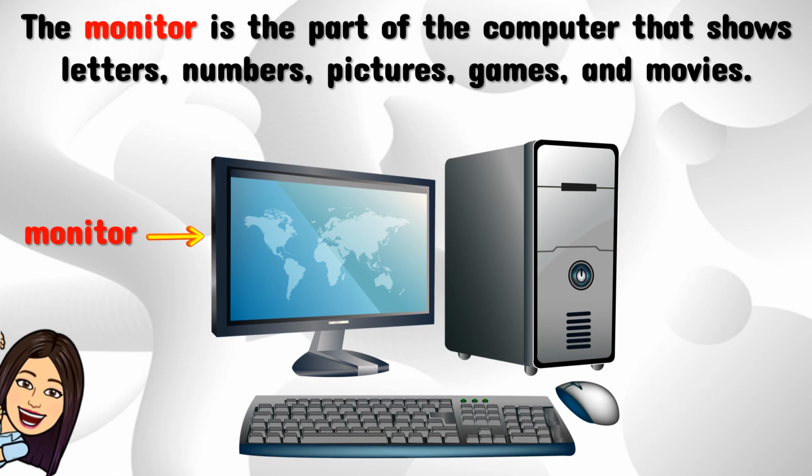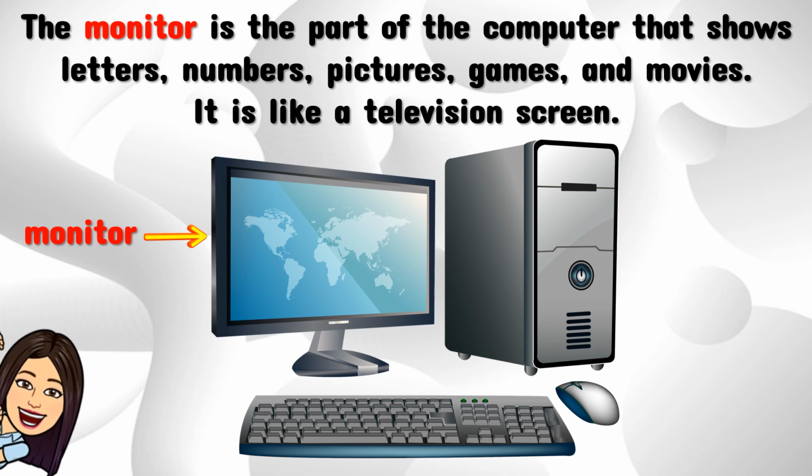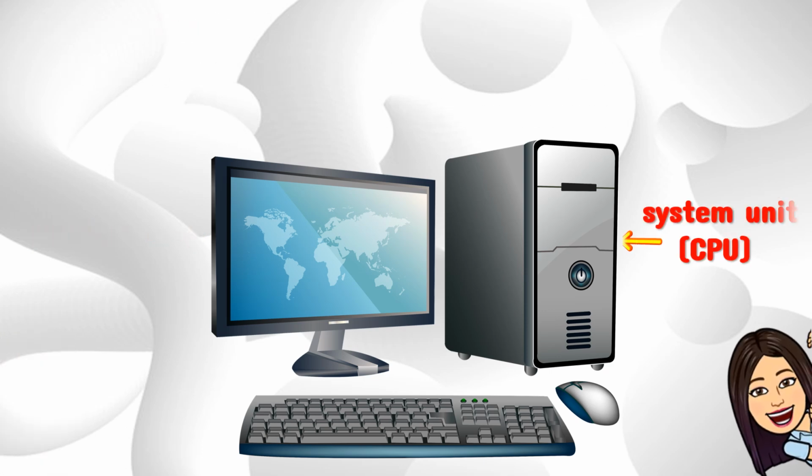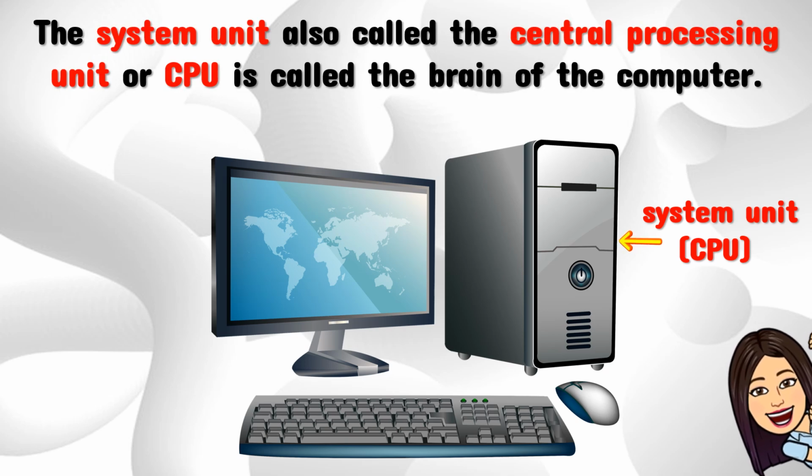Monitor. The monitor is the part of the computer that shows letters, numbers, pictures, games, and movies. It is like a television screen. System unit or CPU. The system unit, also called the Central Processing Unit or CPU, is called the brain of the computer.